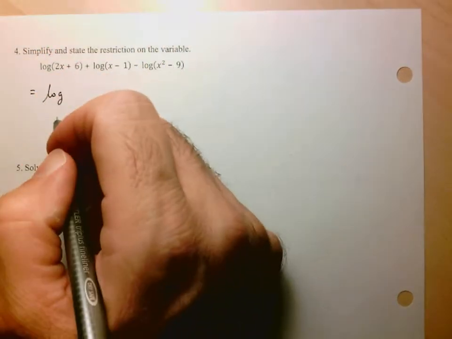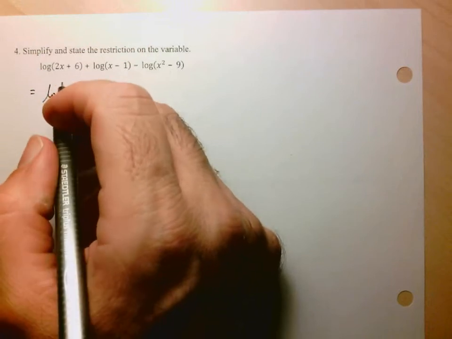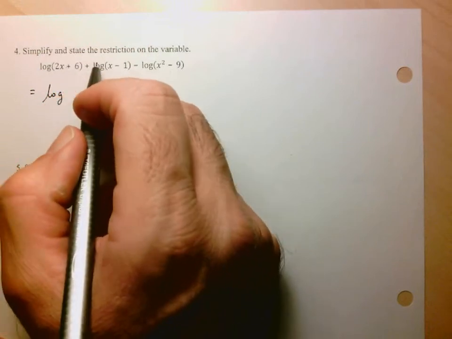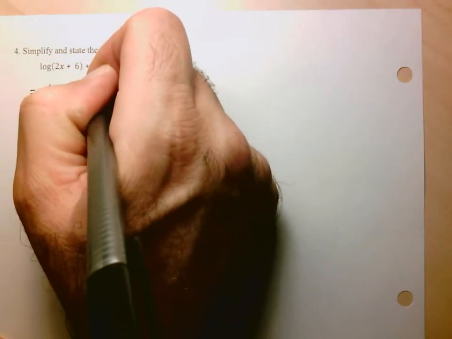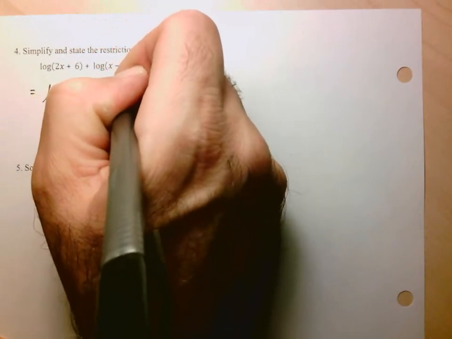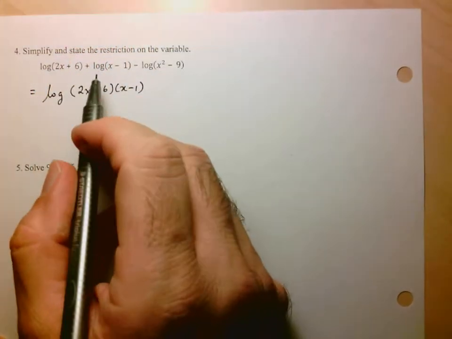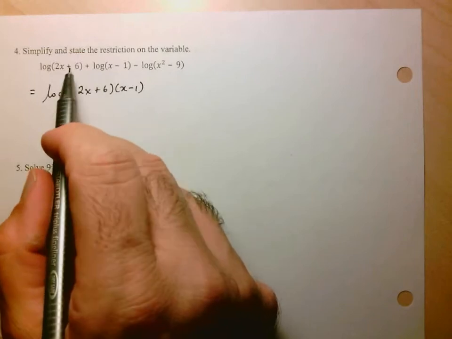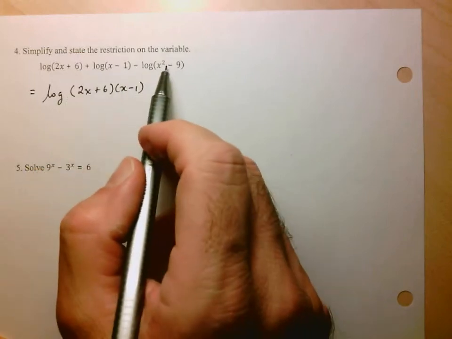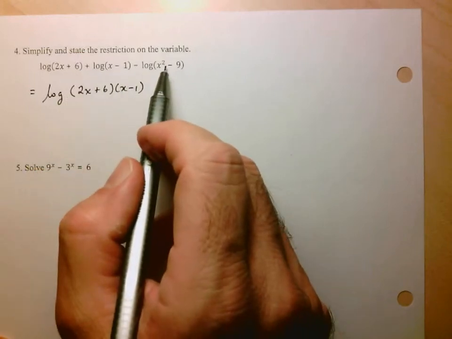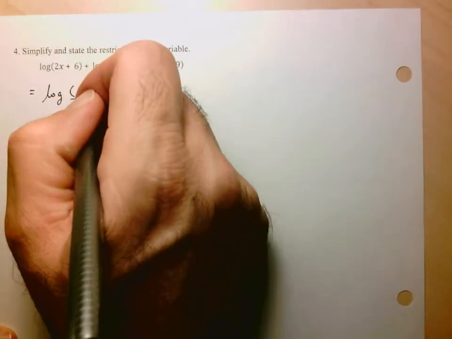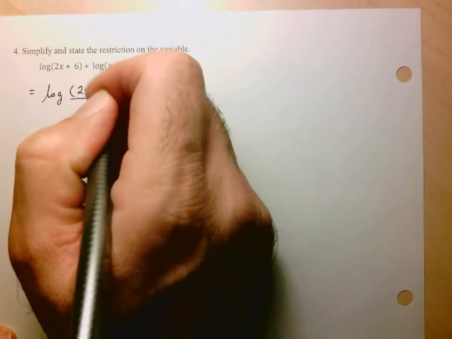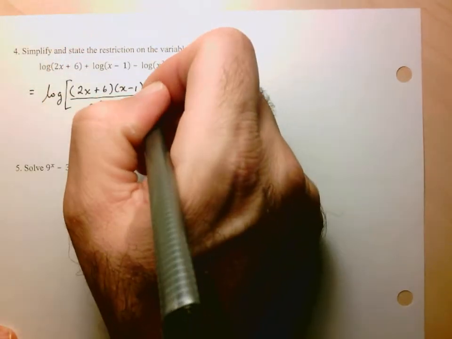So I can bring these all under one logarithm. Now, you could do it in 2 steps, but here I'm going to do it in 1 step, because the sum of 2 logarithms is equivalent to the logarithm of the product. And then once I've simplified these two, subtracting a logarithm is equivalent to the logarithm of the quotient. So I'm just going to be dividing by x squared minus 9.